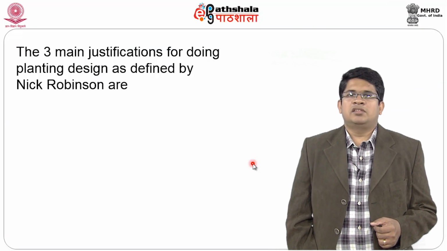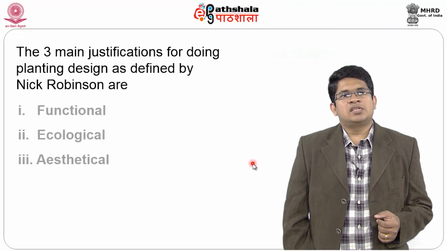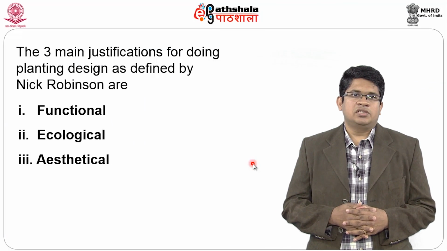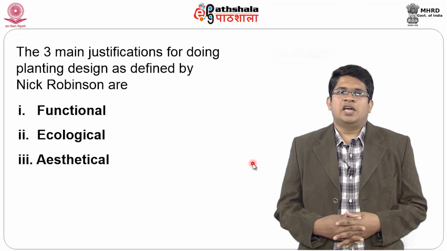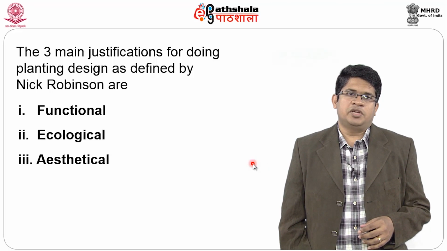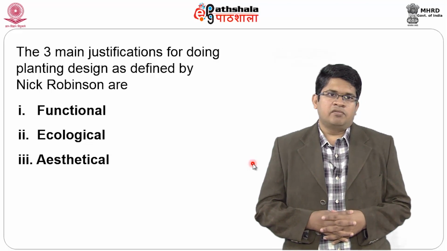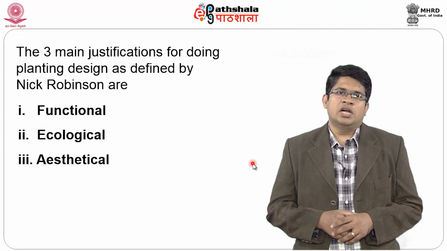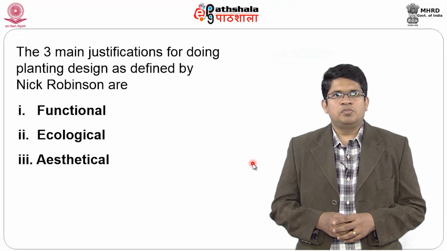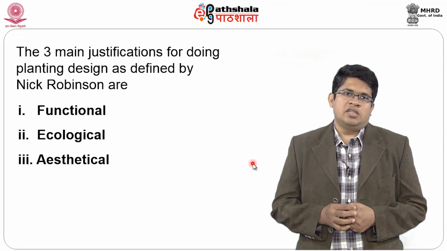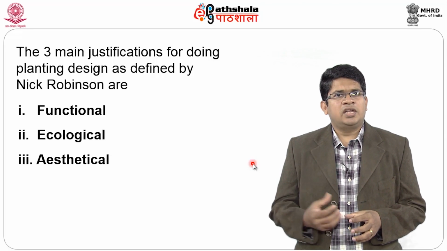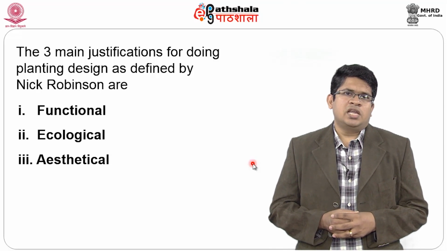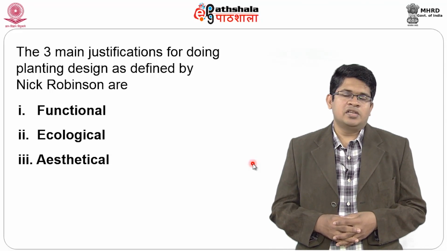According to Nick Robinson, there are 3 main justifications for doing planting design. One is the functional justification, the second is the ecological justification, and the third is the aesthetical justification. Everything that is put in the environment has a certain function to play, and so do plants, and it is important to understand that these plants need to be put in the places where they are, so that they create a function. If you see through the annals of history, wherever planting has been done, there has been a certain kind of function intended for it.